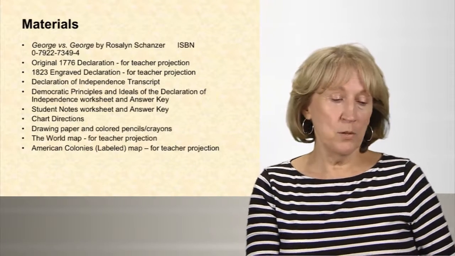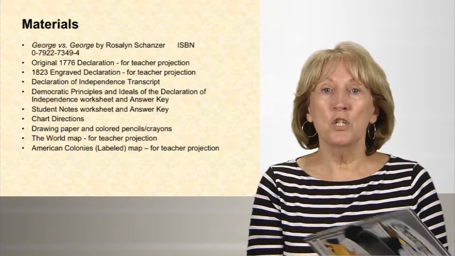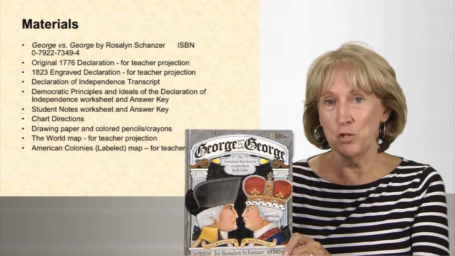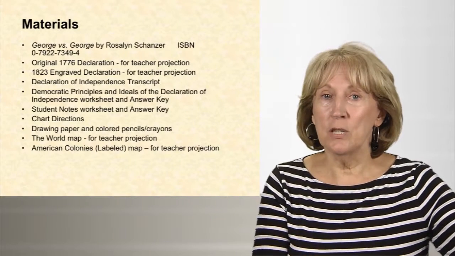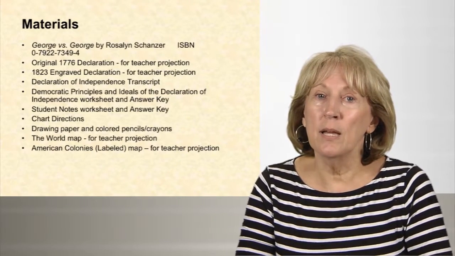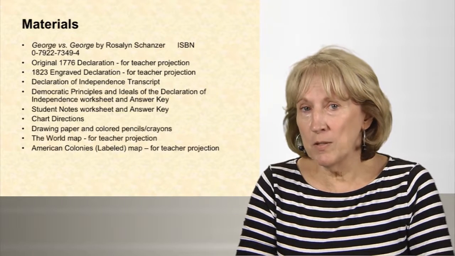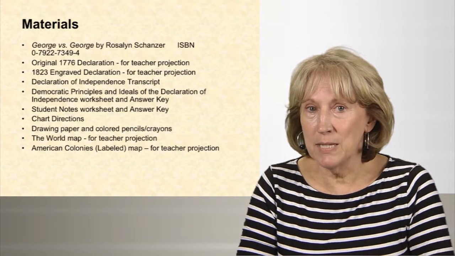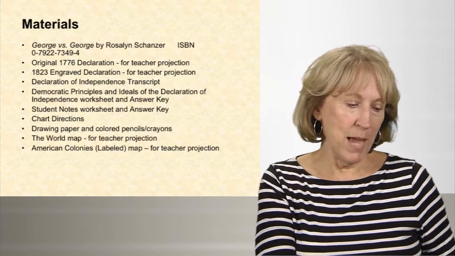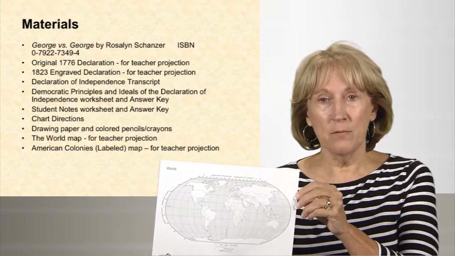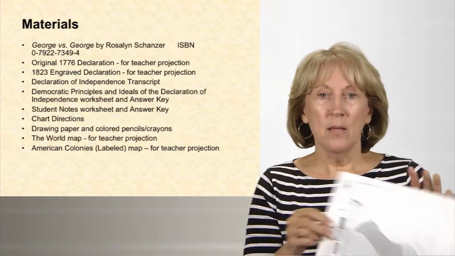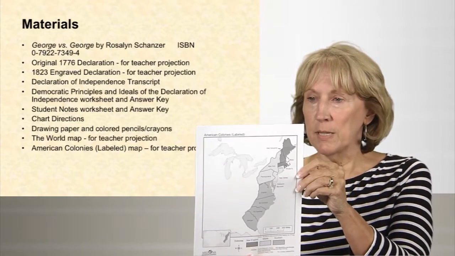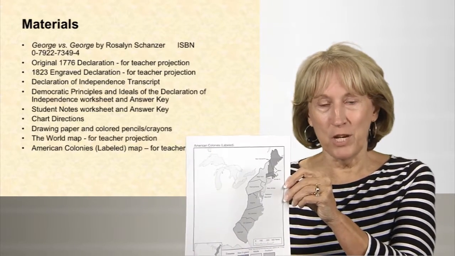Our materials include a book by Rosalind Shancer called George versus George. We'll be using that book to actually teach the lessons. We have several worksheets, and we also have some copies of the Declaration of Independence. And we have a couple of maps. We'll be using a world map for teacher projection and a map of the American colonies also for teacher projection.